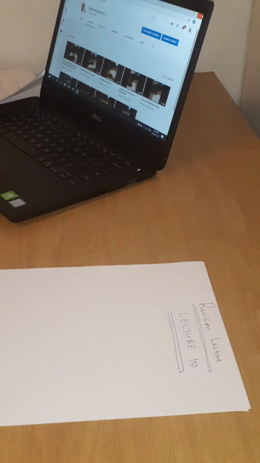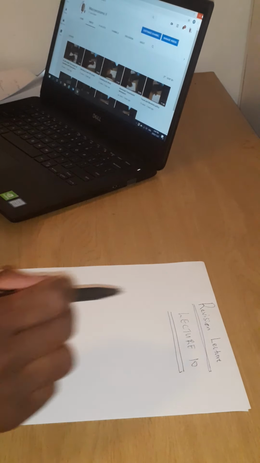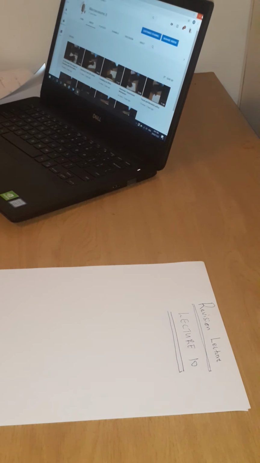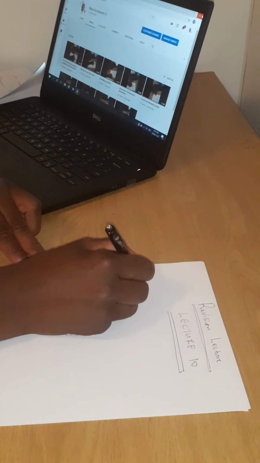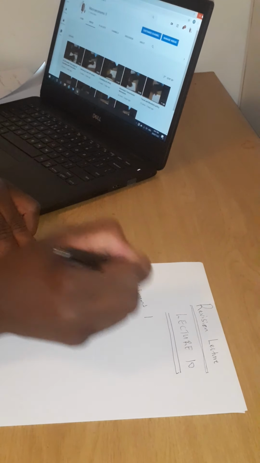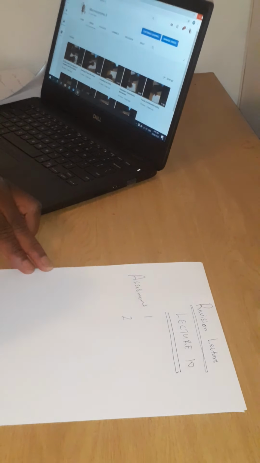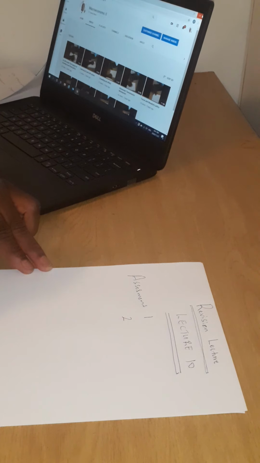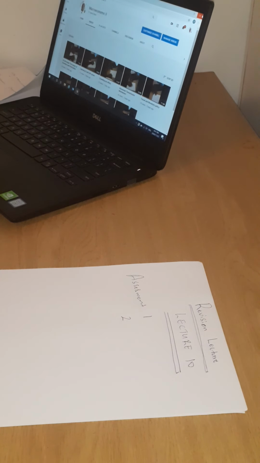Today I'm going to do a revision. As you see, it is written here, revision lecture, and this is lecture 10. And this is how it works. We're going to have a revision lecture for assessment 1 and assessment 2. So we're going to revise for assessment 1 and assessment 2.